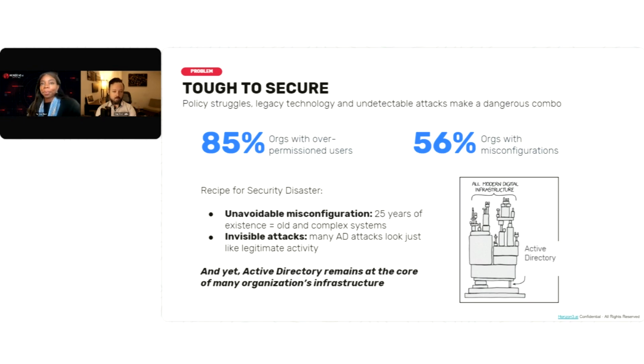Here we have some statistics. 85% of orgs have over-permissioned users within their environment, and around 56% of orgs have some sort of misconfiguration or something that's in place due to legacy systems in the environment that rely on those types of misconfigurations. So very critical in any environment in this day and age.